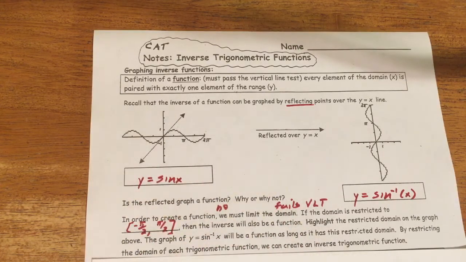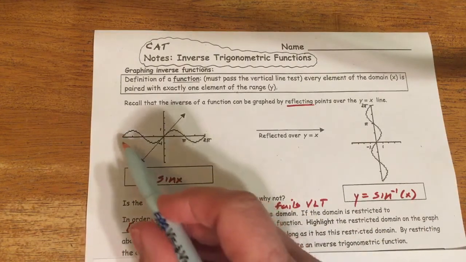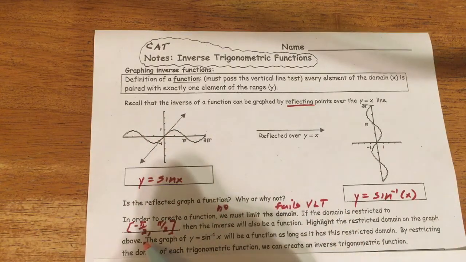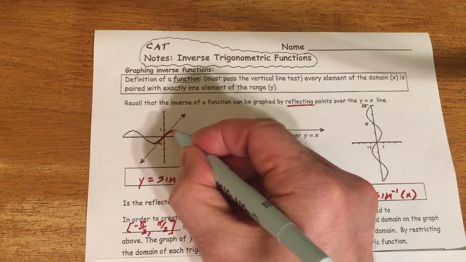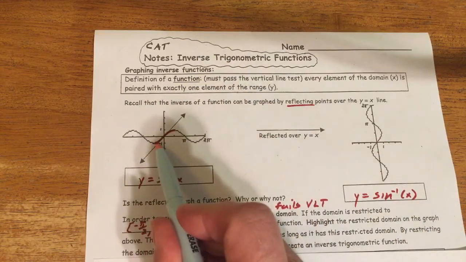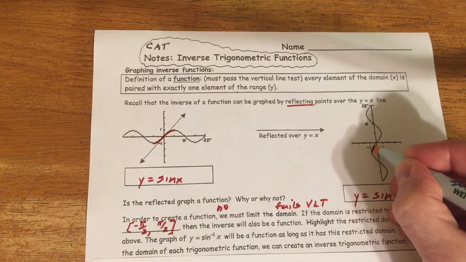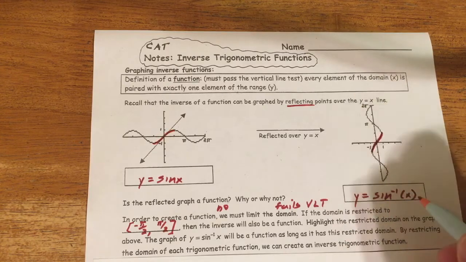Now, what exactly does this mean? Well, here they have us highlight something. They say highlight the restricted domain on the graph above. If we take this sine curve, and we only take the part of the curve from negative 90 to 90, which is basically this part right here, and we reflect that over y equals x, it's going to end up looking like this. Just that little piece of our sine graph.